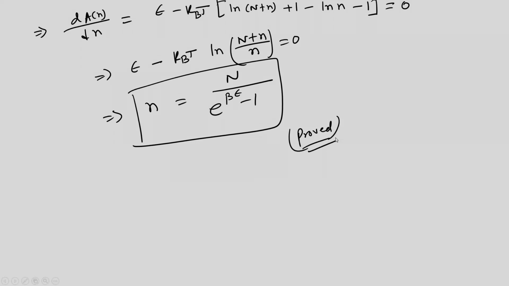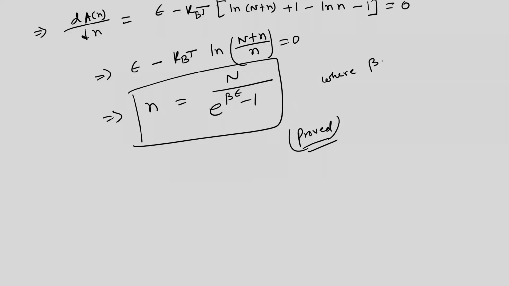So, we can prove that small n equals capital N by e to the beta epsilon minus 1, where beta again is 1 by kBT.